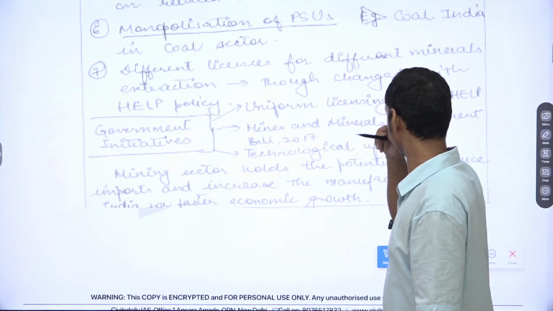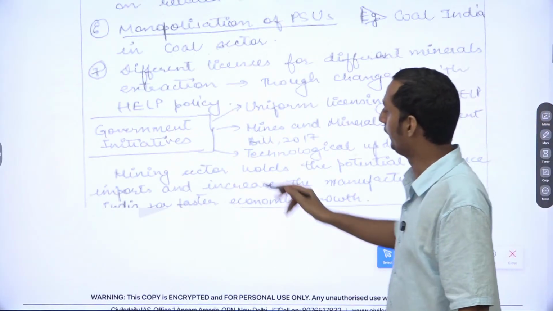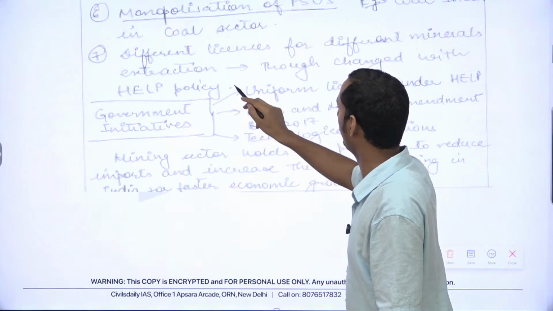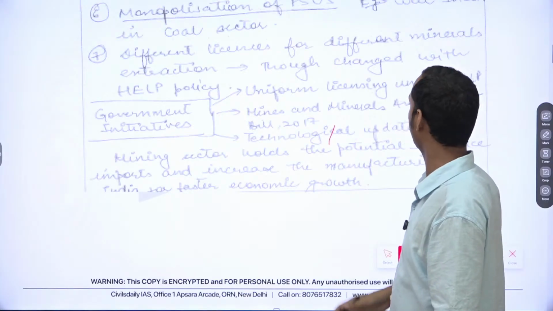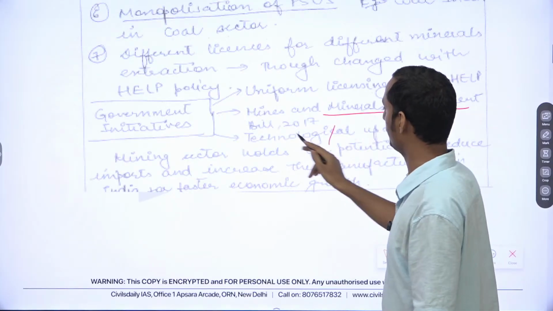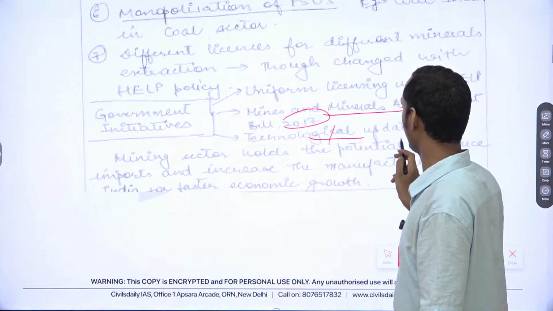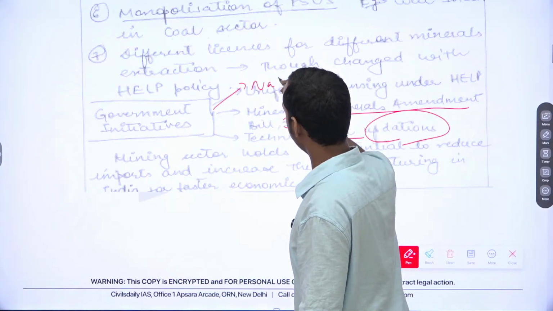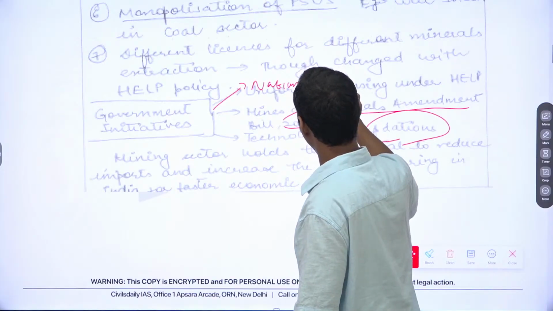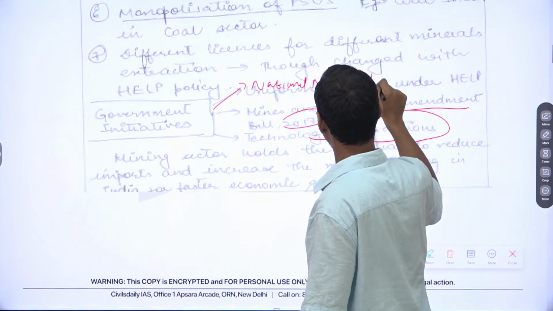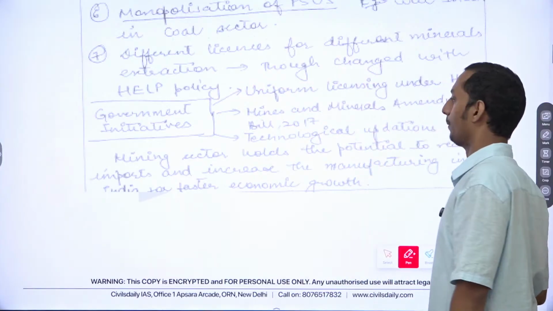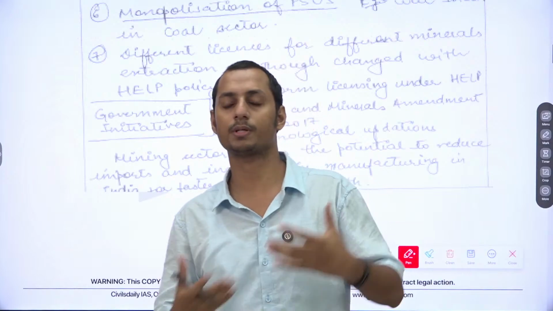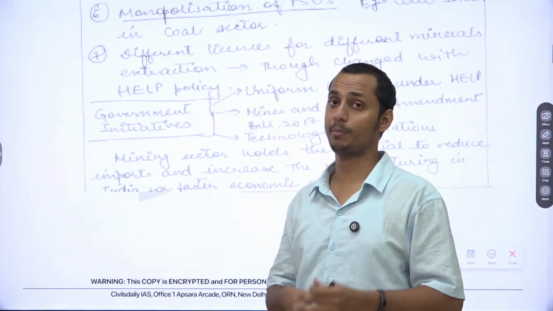You can mention the uniform leasing policy. You can mention the Mines and Minerals Amendment Act of 2017. You can mention the different technological upgradations. You can mention the National Mineral Policy. You can mention that recently we have opened up coal, and we have opened up some of the other important minerals which were earlier restricted to the government, to the private sector. So you can mention all these factors.